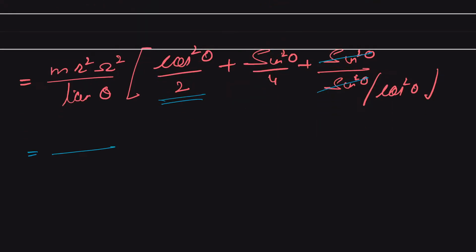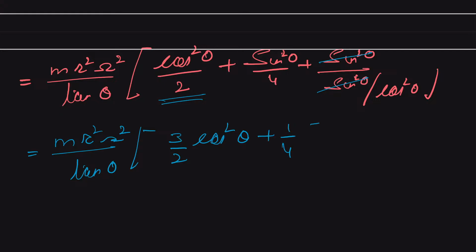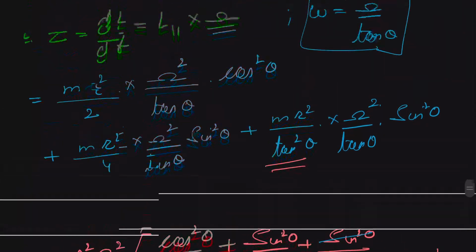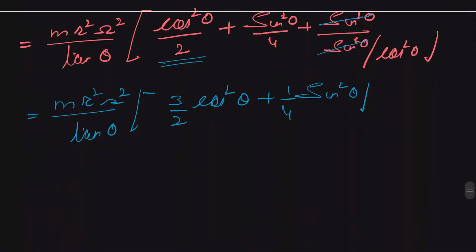Therefore we get m r square omega square upon tangent of theta, times 1 by 2 plus 1, that will be equal to 3 by 2 cos square theta plus 1 by 4 sine square theta, and this is the value of our torque. But we are supposed to find out the value of our normal.